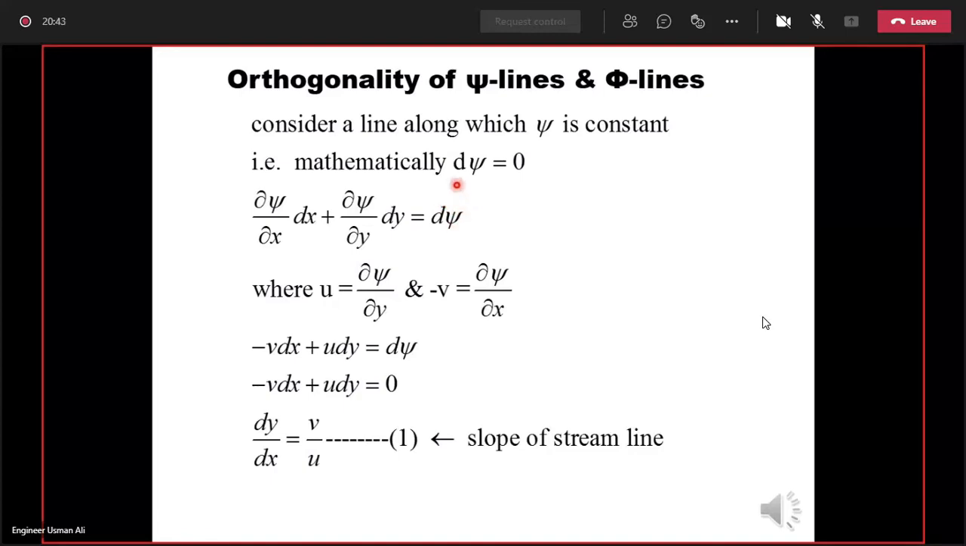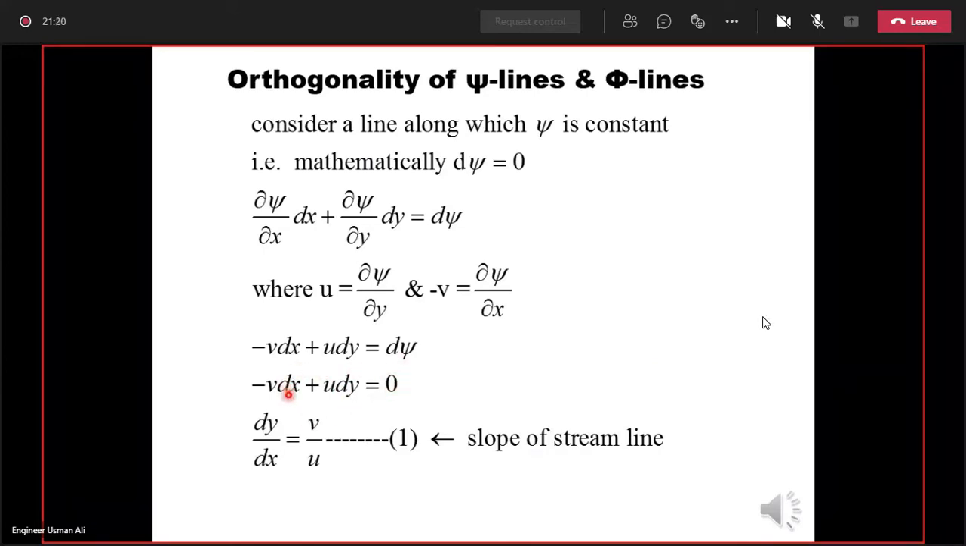Now we know that mathematically U is partial psi over partial y and minus V is partial psi over partial x. So putting in the values, instead of partial psi over partial x we can put minus V, so minus V dx, and instead of partial psi over partial y we can put U, plus U dy, that is equal to the differential of psi. We know that the differential of psi is 0 along a streamline because we want to find the equation and the slope of the streamline. So for a streamline, minus V dx plus U dy is equal to 0.